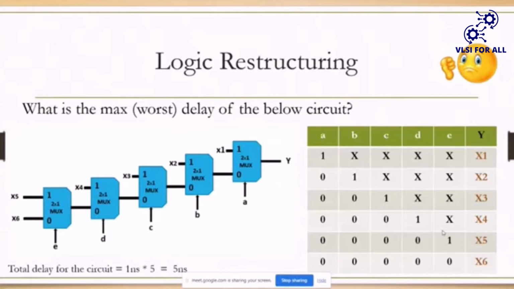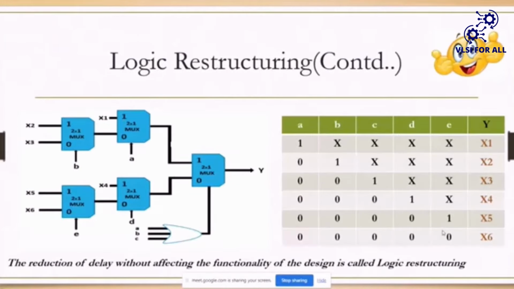The tool performs logic restructuring to optimize the delay. What is that, logic restructuring? It changes the architecture. That's what happens here, team. The definition of logic restructuring: the reduction of delay without affecting the functionality of the design is called logic restructuring. Now let's come to the point.